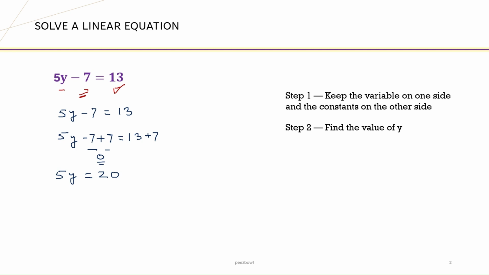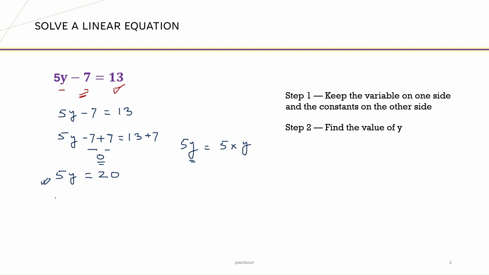On the left hand side the variable y is multiplied by 5. You see, 5y is nothing but 5 multiplied by y. So to isolate y, we need to undo the multiplication by 5. The opposite operation of multiplication is division. Therefore, we divide both sides of the equation by 5. And remember, we must divide both sides by 5 to keep the equation balanced.